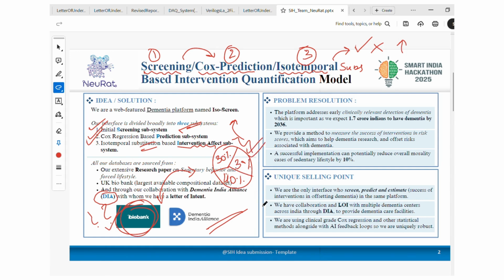Now, when we get this compositional data, what our isotemporal model is doing is measuring between days. For instance, if this is day one data, and in day two the user spends more time exercising and less time sitting down, the fact that the user spent more time exercising is substituted into the isotemporal model, as we previously said, and that model throws out how much or how well that is affecting the risk score.